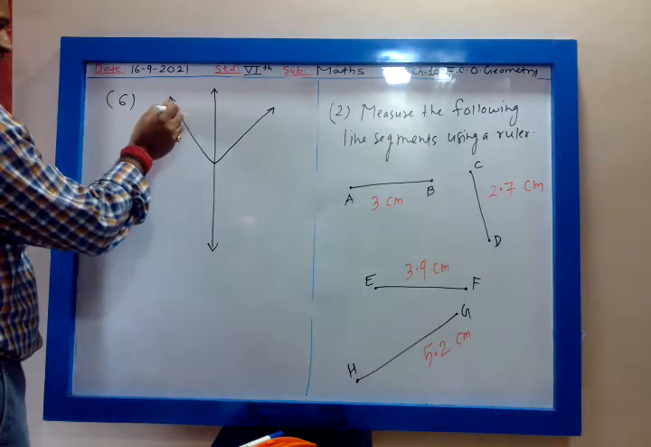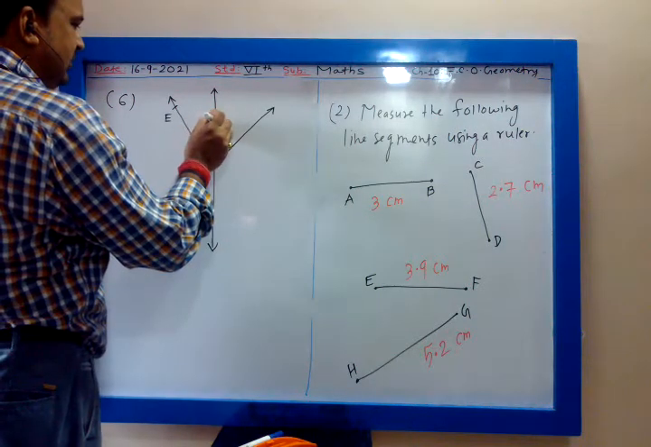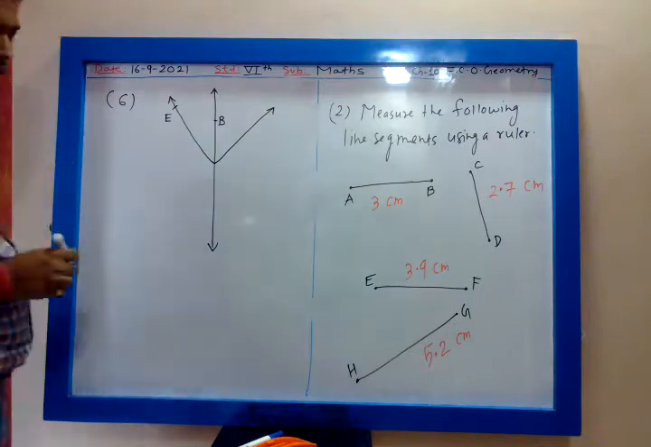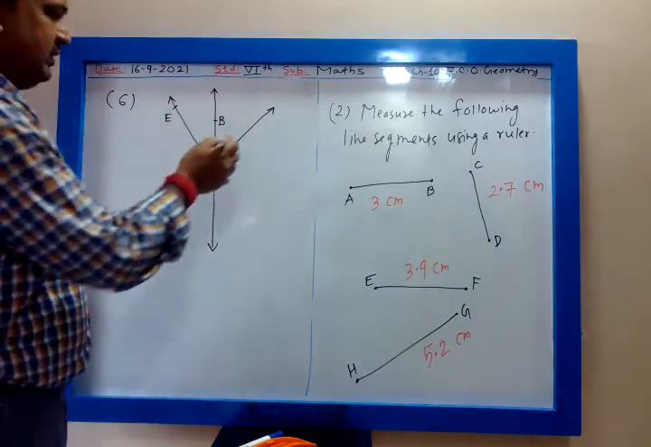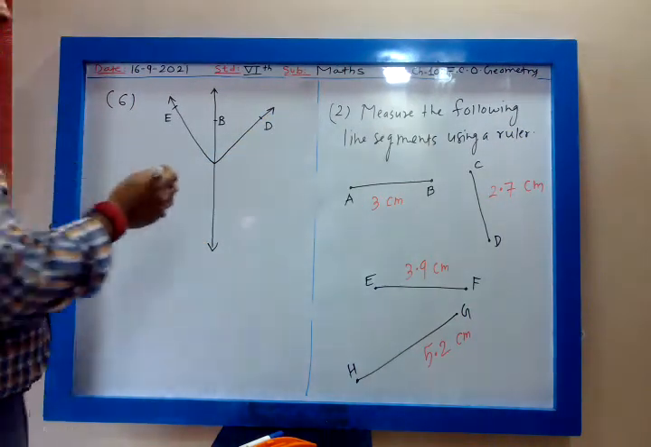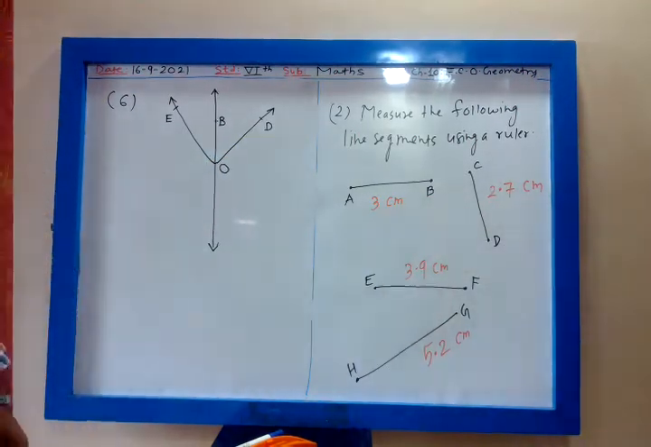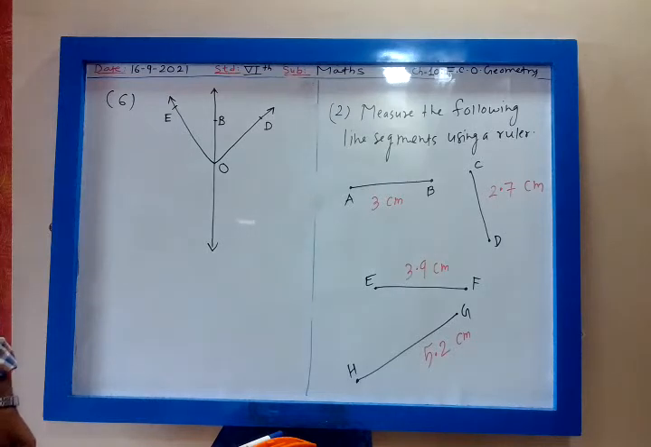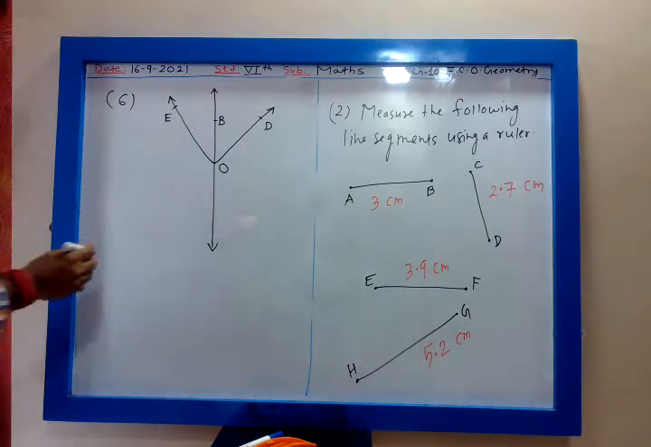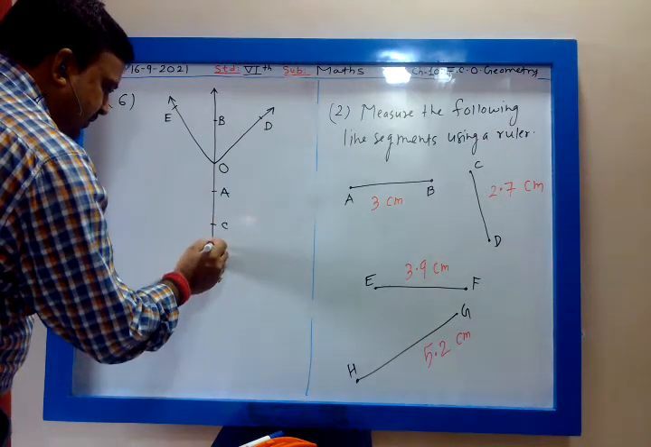Draw this. This is E. No need to draw the diagram. I have to explain, so I have to draw the diagram. There is no need to draw the diagram from your end. This is D. C. If you draw the diagram in geometry, it will always help you. So draw the diagram in the notebook, without measurement. This is A and this is C. Okay.